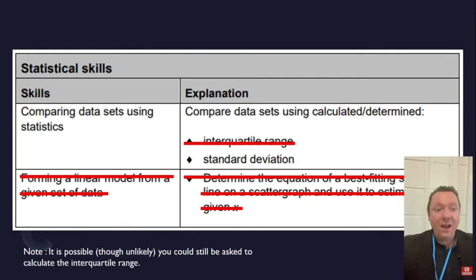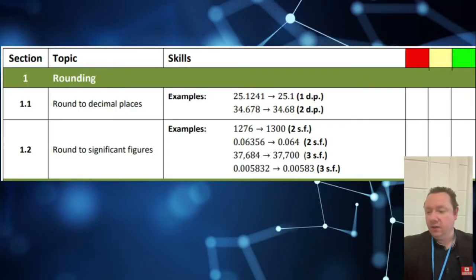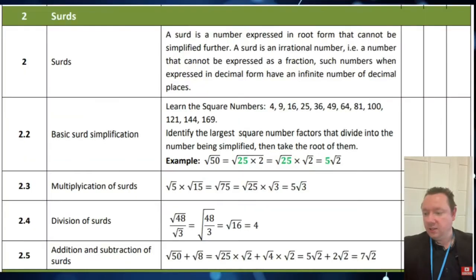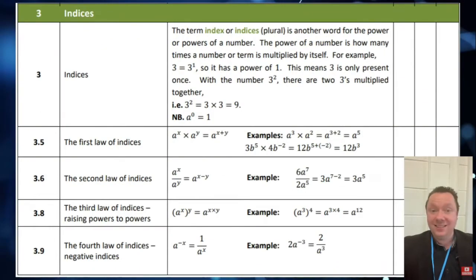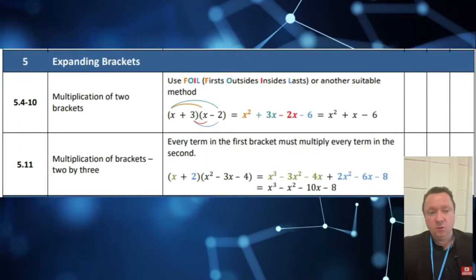Okay, let's recap. We've just went over what's out, now what is in National 5 Maths. The source for this is Data Maths Checklist, check it out, great site. So, rounding, decimal places, significant figures. We've got our surds, basic simplification, multiplication, division, addition and subtraction. We have got indices, all the laws of indices as normal except fractional indices. Standard form, to inform standard form, calculations of standard form, expanding double brackets where there's a 2 by 2 and then 3 terms, and then of course expanding and simplifying single brackets as well.